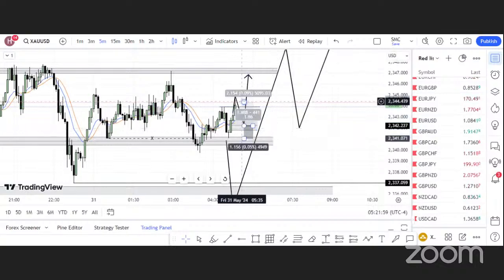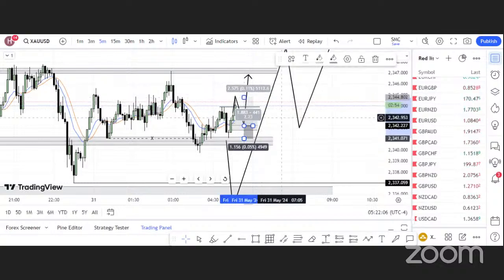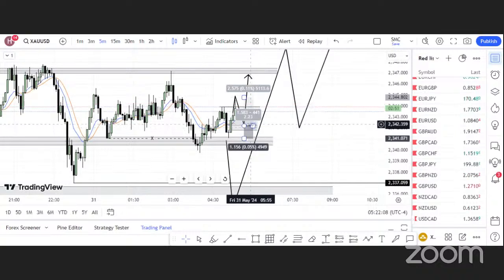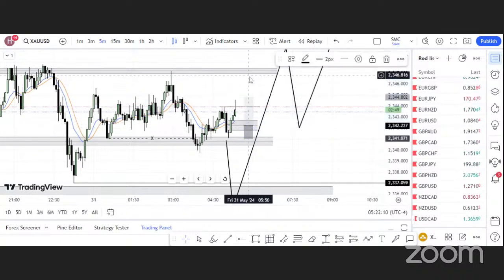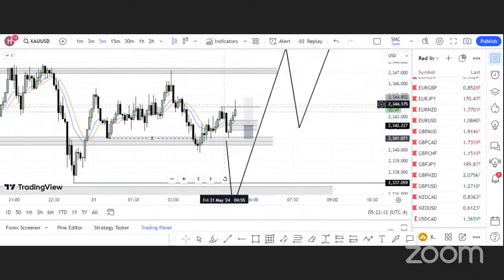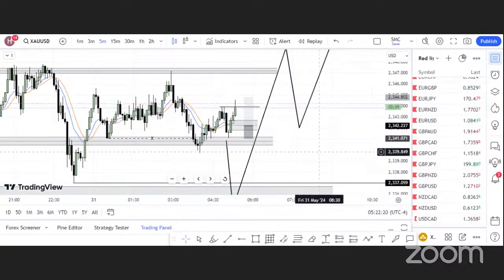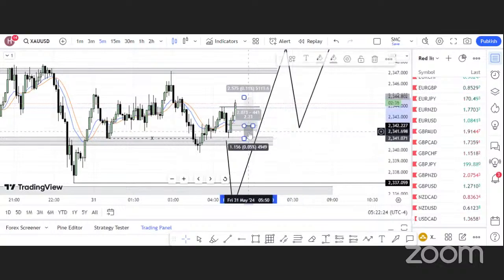So we can't call this a break of structure yet because the candle is still forming. Okay, so let me delete this so we can see the actual market. So I think we should patiently wait for the confirmation here.